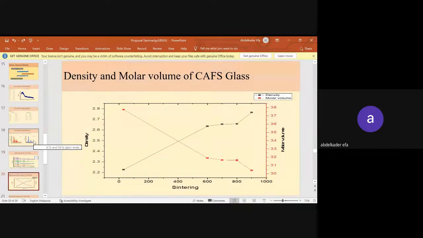The density of glass billets sintered at room temperature until 900 degrees Celsius is shown in this figure. The density of the sample has increased from 2.222 at room temperature until 2.76 gram per cubic centimeter at 900 degrees Celsius.